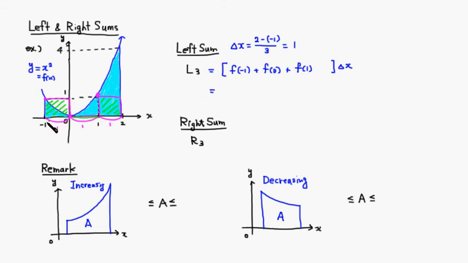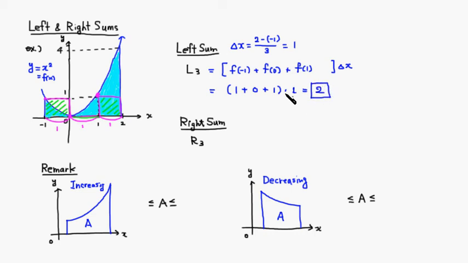The first one: if you plug in -1, -1 squared is going to be 1. So this is going to be 1 plus f of 0, which is 0 squared, so it's 0, plus f of 1, which is 1 squared, so it's 1, and multiply by another 1 because delta x is 1. So it's 2 times 1, so the left sum is actually 2.